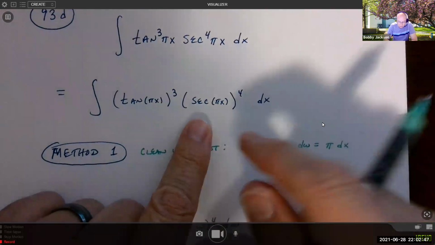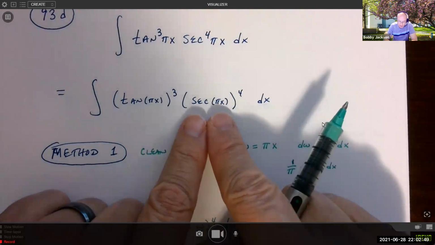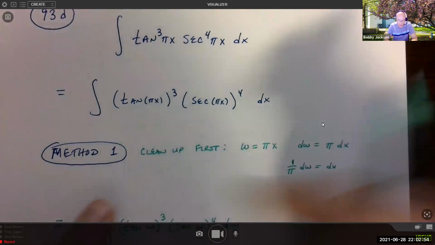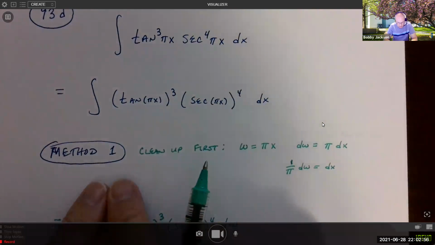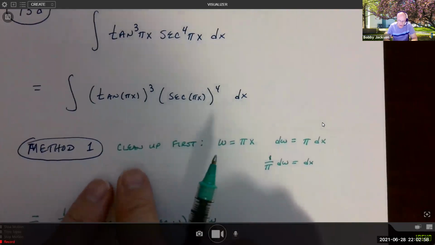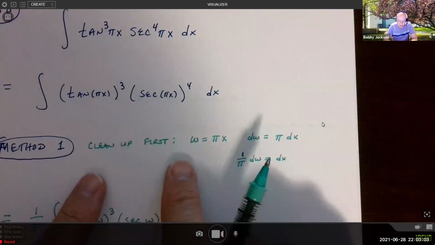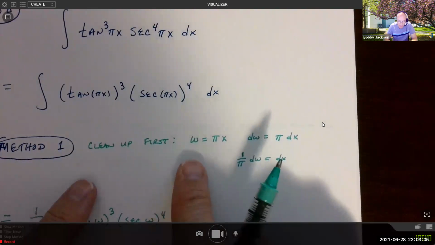Then over here, similarly, you have secant of pi x, and then raise that to the fourth power. There are two ways you can go about doing this. First of all, I'm going to clean up. I'm going to show you method one here. I'm going to clean up first with a little substitution. You don't have to do this, but I'll explain later.